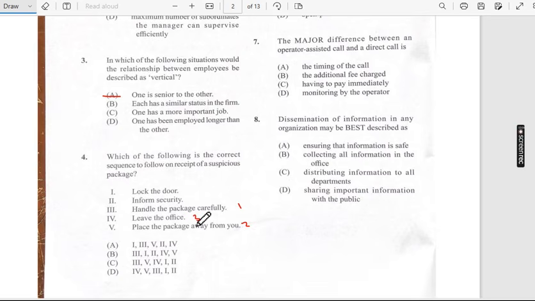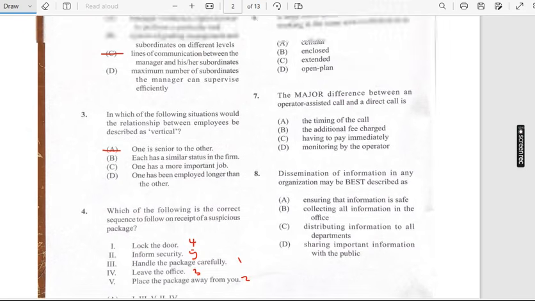3. Alright, and after you leave the office, you would have to lock the door. 4. Alright, and then you inform the security. 5. Alright, so these are the steps. So the order is 3, 5, 4, 1, 2. So the answer would be C.